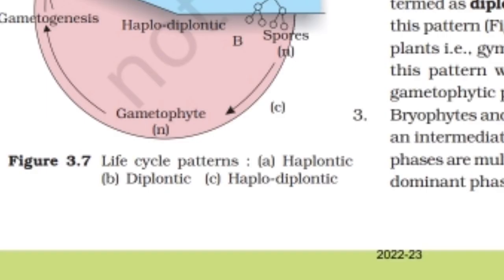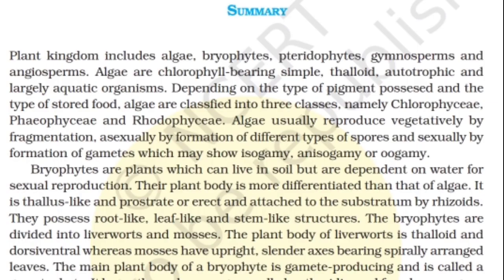Figure 3.7 Life cycle patterns: A. Haplontic, B. Diplontic, C. Haplodiplontic. Summary: Plant kingdom includes algae, bryophytes, pteridophytes, gymnosperms and angiosperms. Algae are chlorophyll-bearing simple thalloid, autotrophic and largely aquatic organisms. Depending on the type of pigments possessed and the type of stored food, algae are classified into three classes, namely Chlorophyceae, Phaeophyceae and Rhodophyceae. Algae usually reproduce vegetatively by fragmentation, asexually by formation of different types of spores, and sexually by formation of gametes, which may show isogamy, anisogamy or oogamy.